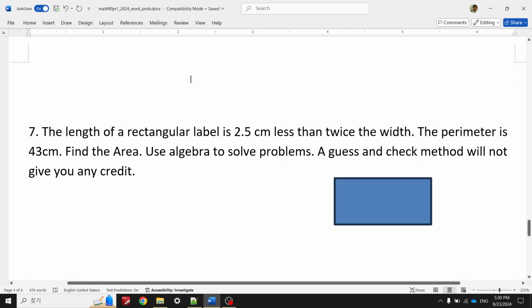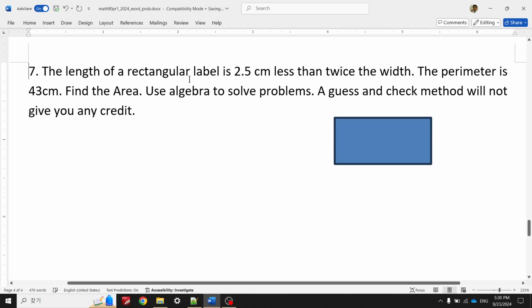Okay, last word problem here. The length of a rectangular label is 2.5 centimeters less than twice the width. The perimeter is 43 centimeters. Find the area. Use algebra to solve problems. The guess and check method will not give you any credit.